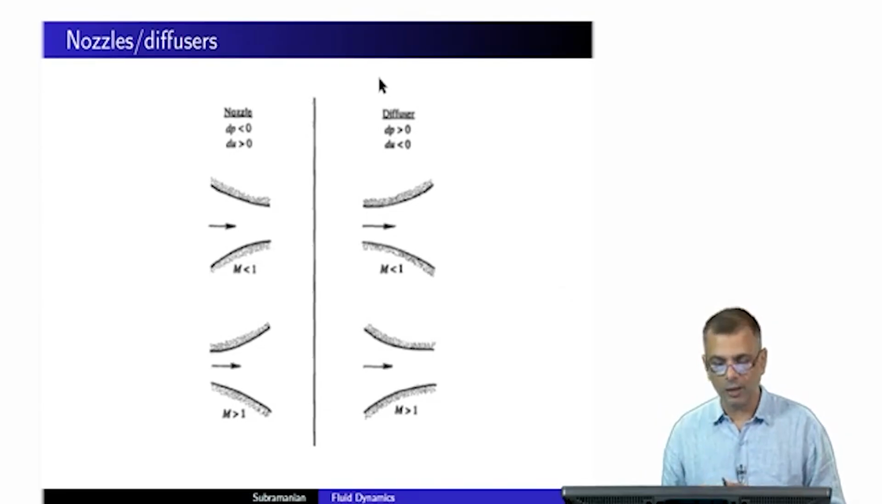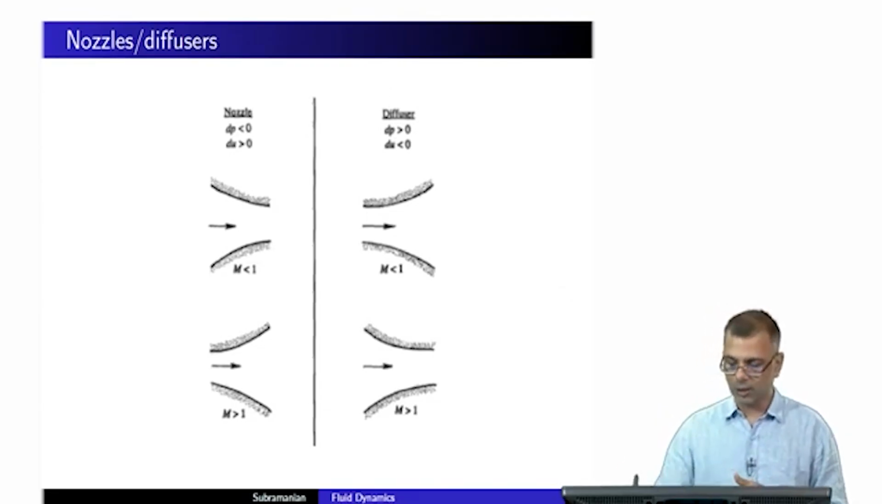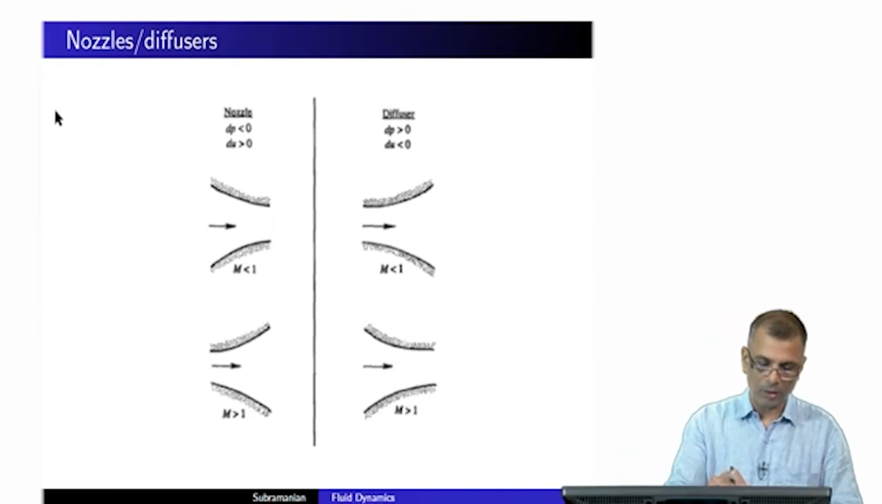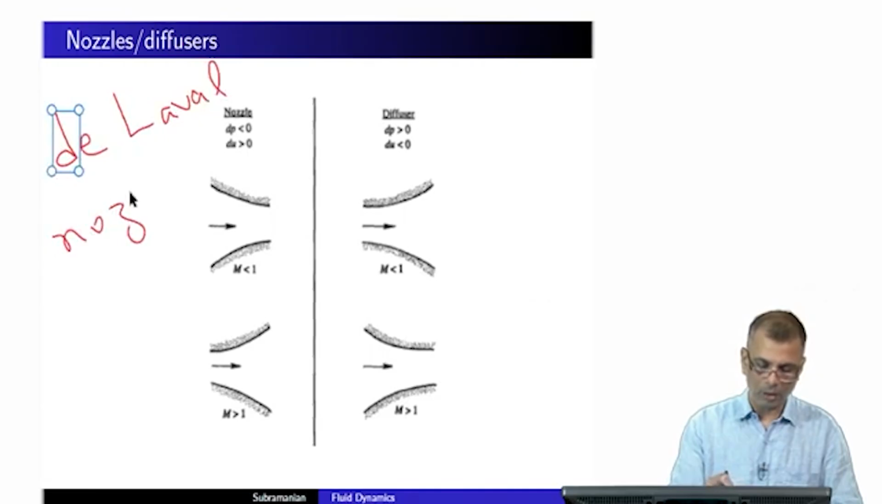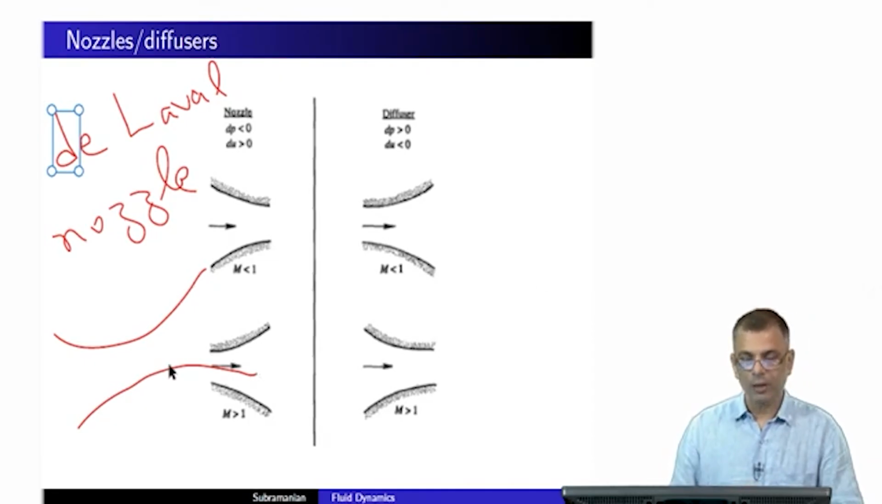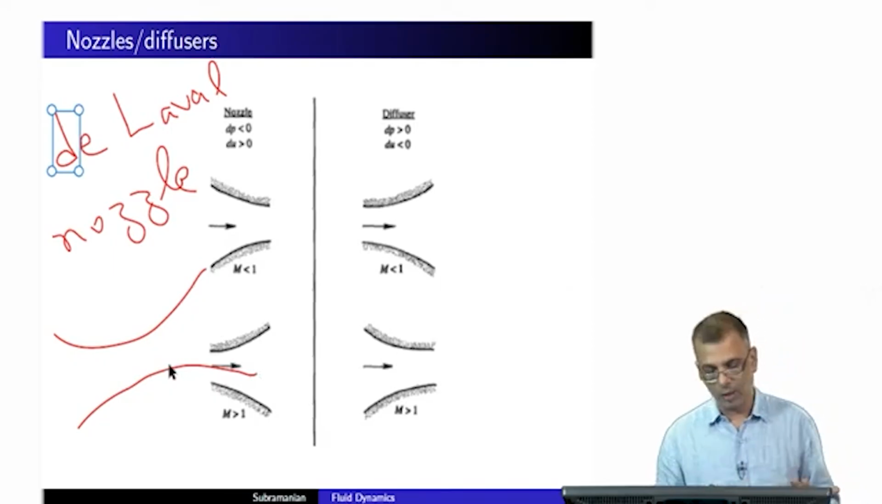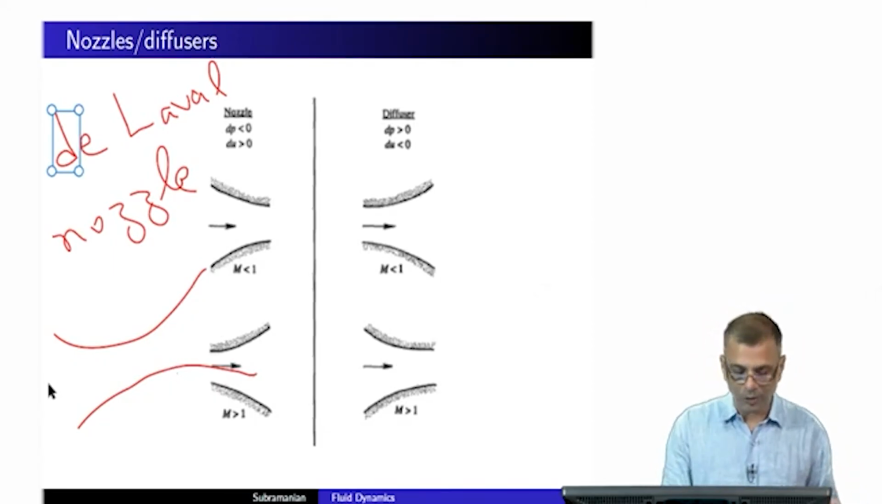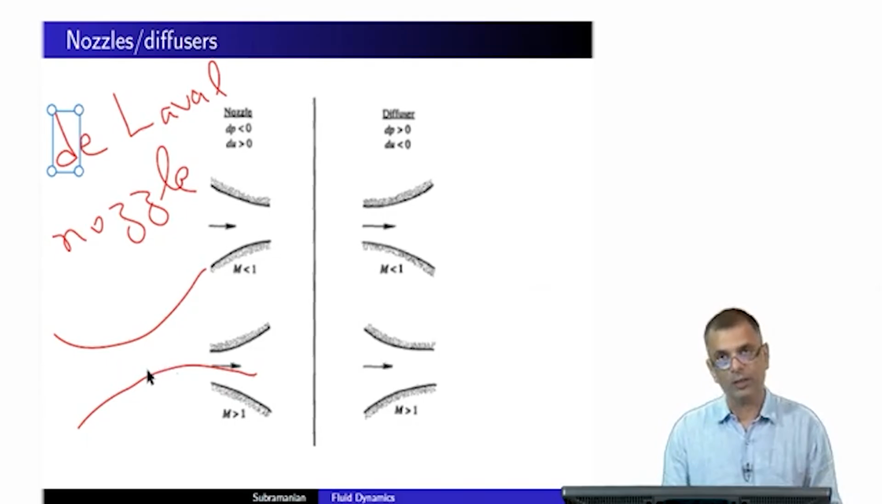The concept of the de Laval nozzle is just this: a converging channel welded to a diverging channel through a throat. It really matters whether the flow is subsonic on this side or supersonic on this side. The behaviors will be very, very different.